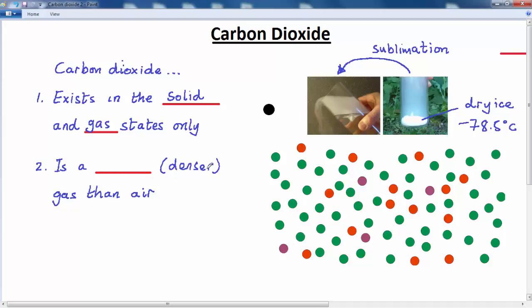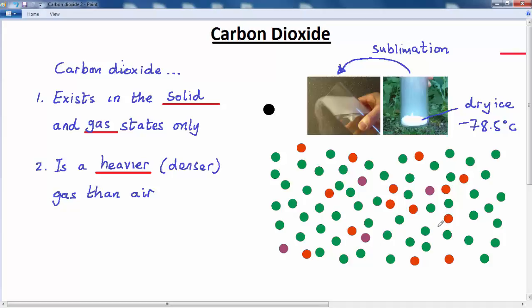Now the next thing we can say about carbon dioxide is that it's quite a heavy gas. It's a heavier gas than air. The proper scientific term really in this case is that it's a denser gas than air, but we'll talk about density when we go on to middle school. At the moment, we can just say that it's a heavy gas.